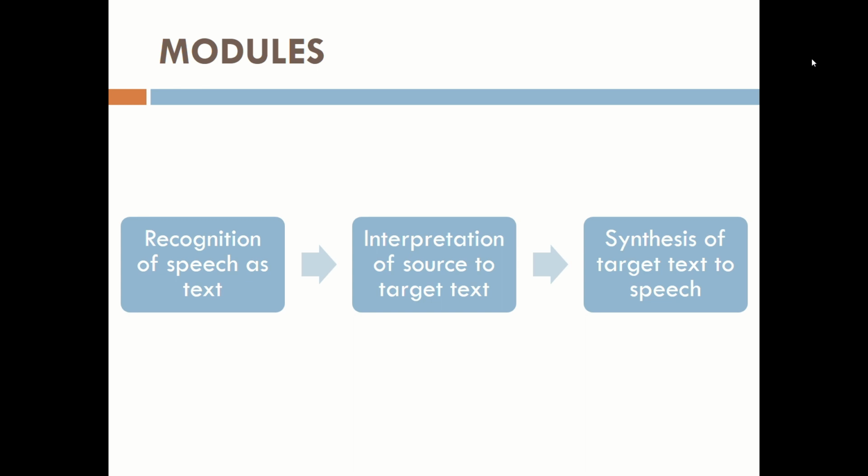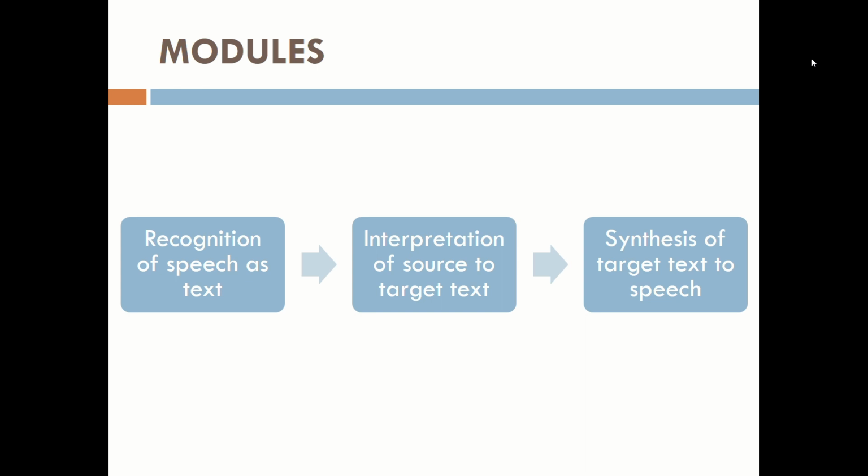The second module is the interpretation of source and target text. We use a sequence-to-sequence model with an encoder-decoder that includes LSTM networks to generate accurate translations of the source text into the desired target language. Our system uses machine learning algorithms to identify and translate key phrases and expressions, ensuring that the meaning of the original message is preserved.